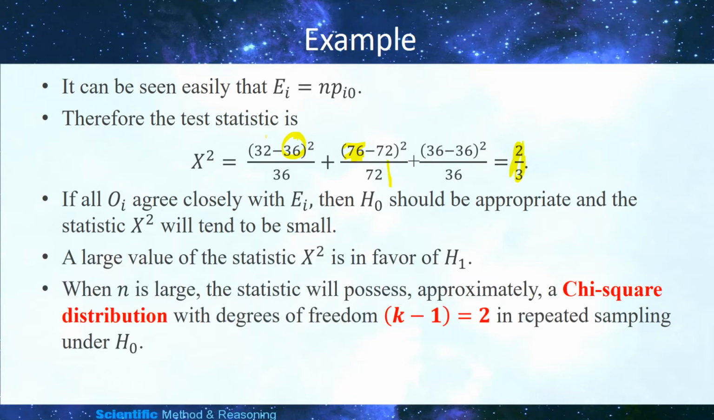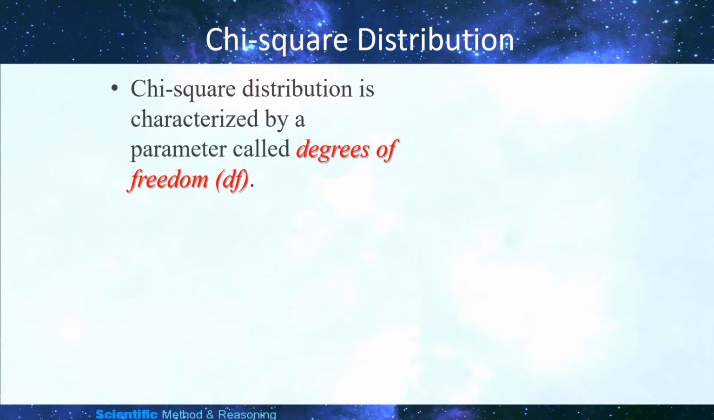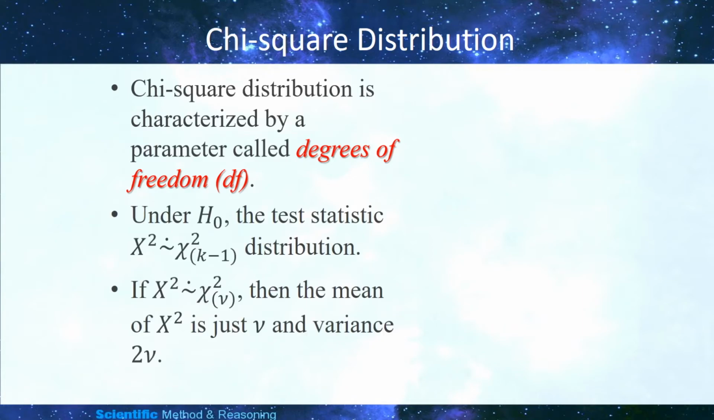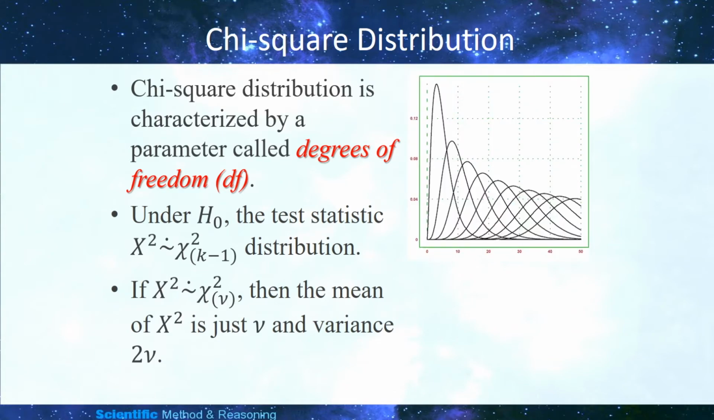Now, recall that when n is large, the test statistic will possess approximately a chi-square distribution with degrees of freedom k-1, where k is the total number of classes. In this case, we have 3 classes, namely red, pink, and white, so k-1 equals 2. The chi-square distribution is characterized by the degrees of freedom, and under the null hypothesis, the test statistic follows approximately a chi-square distribution with degrees of freedom k-1. This is a plot of the chi-square distribution with different degrees of freedom.